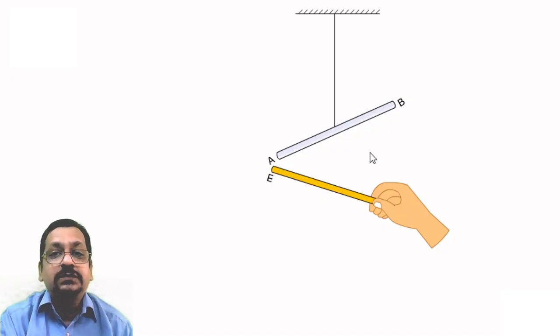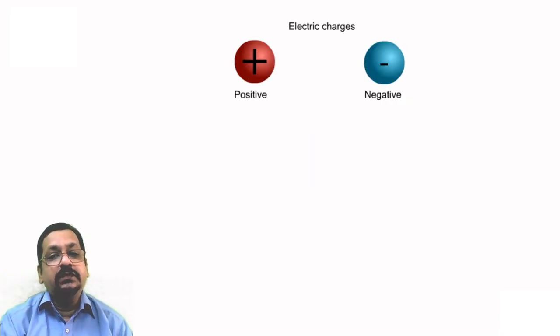Now how is it possible? What is the cause of these two results? What is the analysis of these observations? Let us see that. So there are two charges, positive and negative. Now we will take two like charges. What do you mean by this? Let us see.